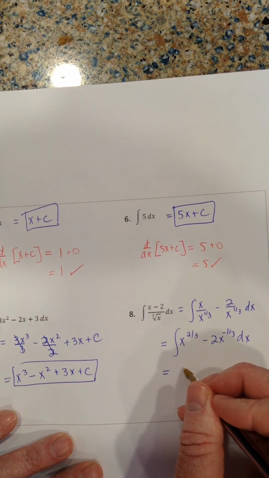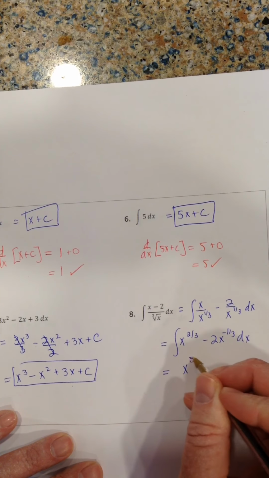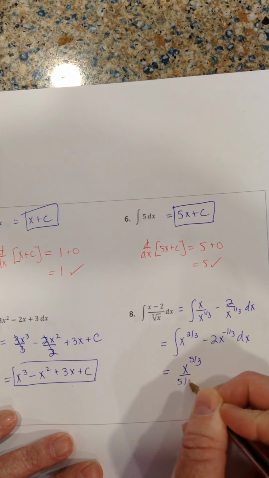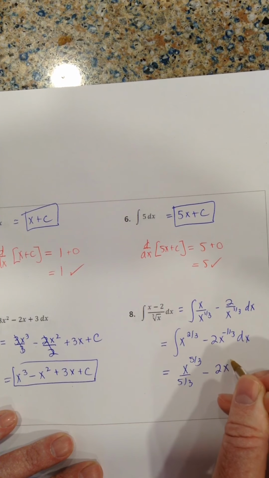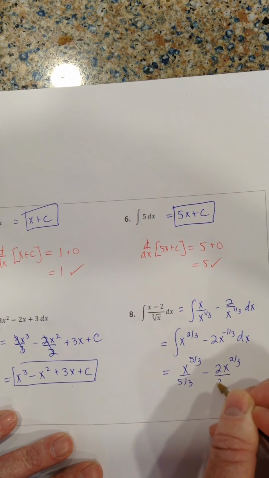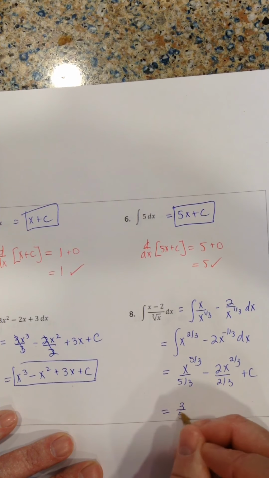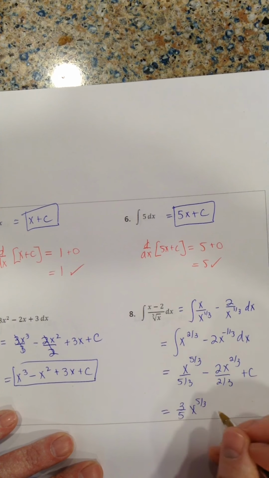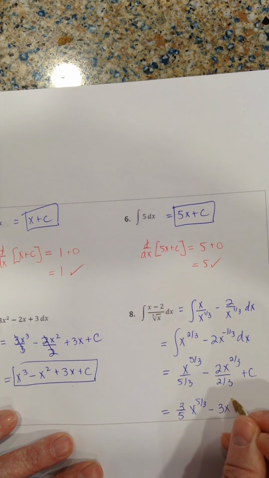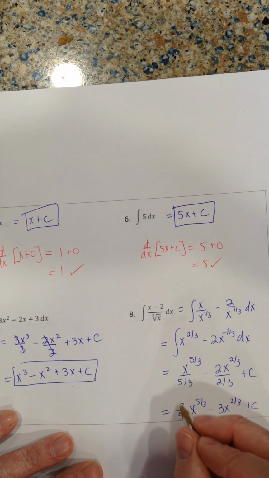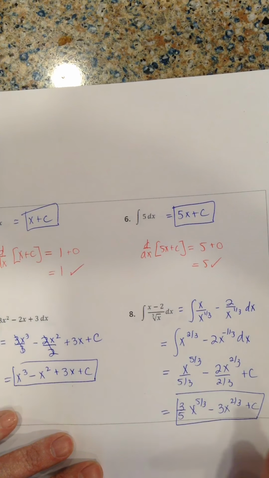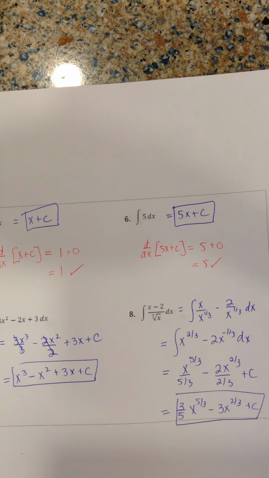So when I take the antiderivative, I get x to the 5/3 over 5/3 minus 2x to the 2/3 divided by 2/3 plus c. When I simplify that, I get 3/5 x to the 5/3 minus 3x to the 2/3 plus c. And you might want to check my arithmetic there on that one.